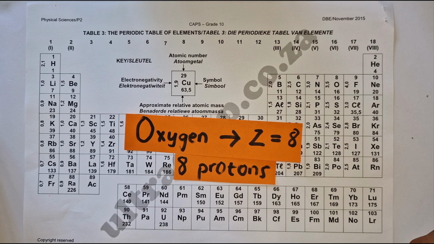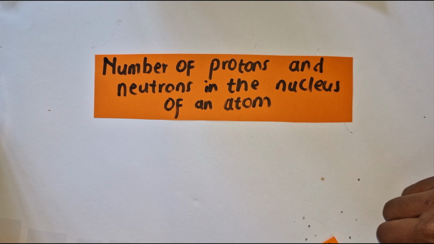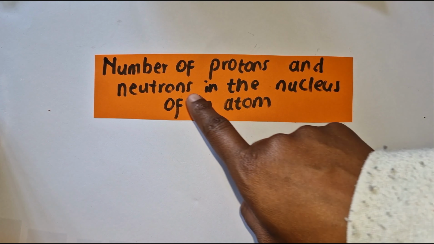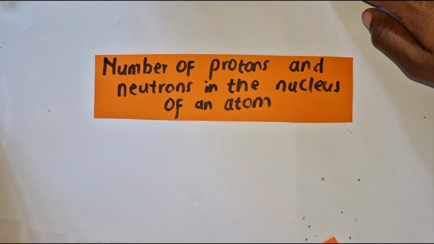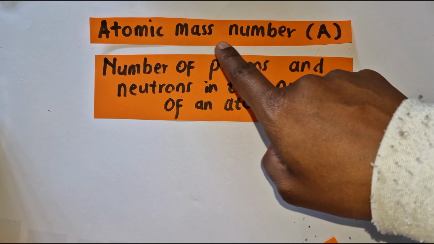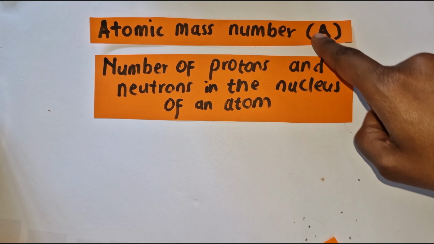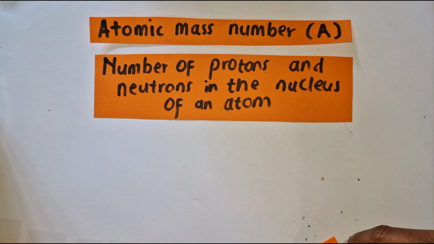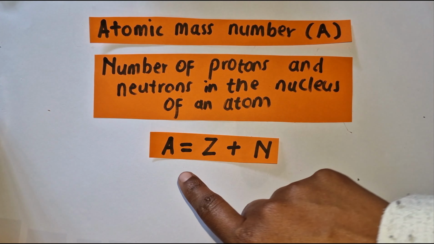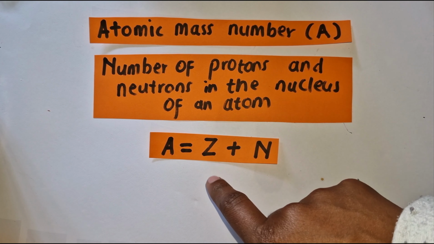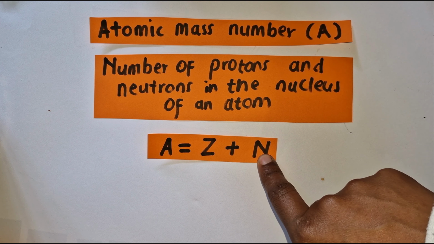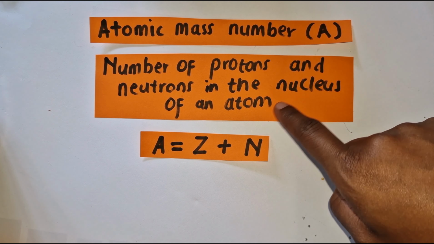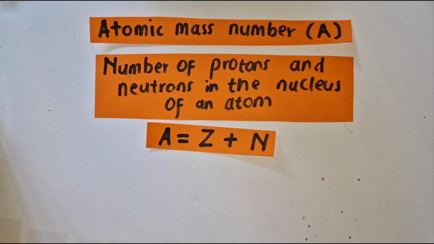that atom. The number of protons and neutrons in the nucleus of an atom is called the atomic mass number, A. So this tells me that the atomic mass number A is equal to the number of protons and the number of neutrons in the nucleus of that atom.